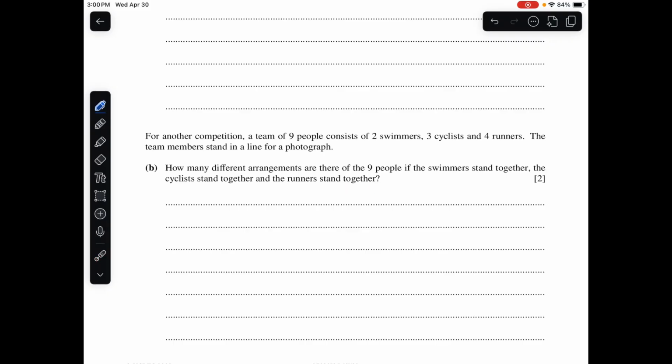All right. So we have one group of swimmers. So we have 2 swimmers. And the other group is for cyclists. We have 3 cyclists. And we have 4 runners. And they all are standing in this way.